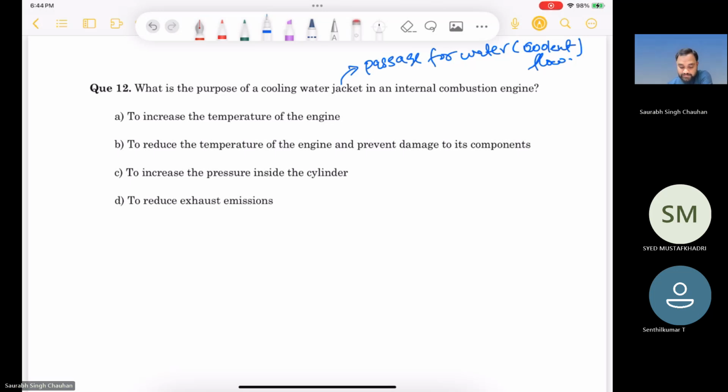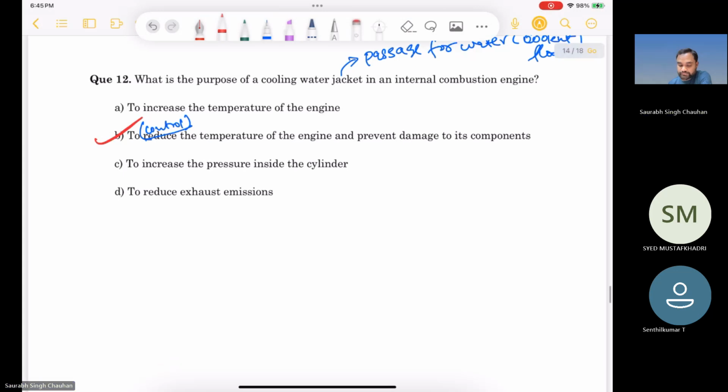And what is the purpose of cooling? Four options are there. To increase the temperature of the engine, no. You don't want to increase the temperature. Option B, to reduce the temperature of the engine and prevent damage to its components. Yes, it is the correct option. Instead of reduce, basically we should say to control the temperature of the engine and prevent damage to its components. Option C says to increase the pressure inside the cylinder. Well, cooling will not increase the pressure. To reduce exhaust emissions, again not correct. The most accurate option is B.